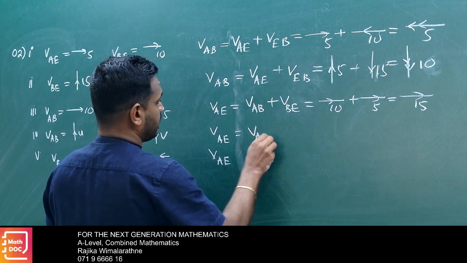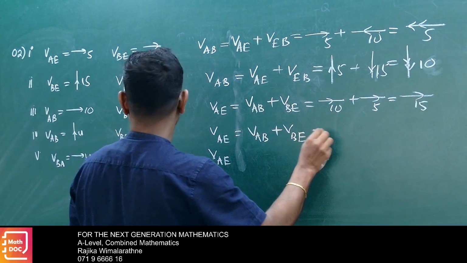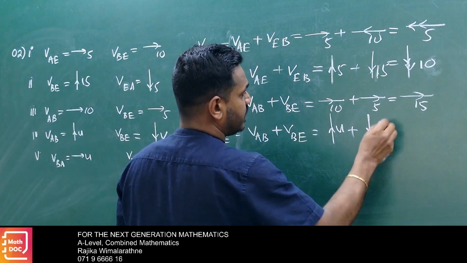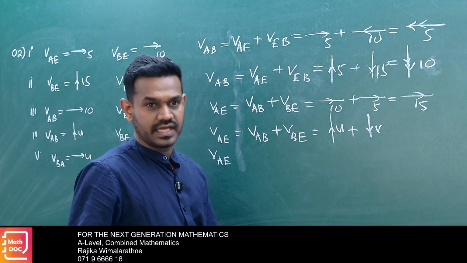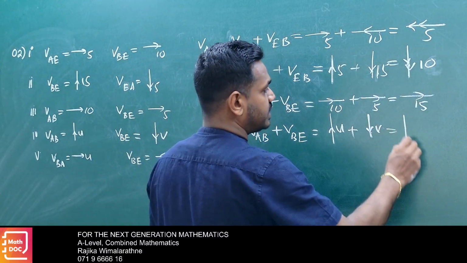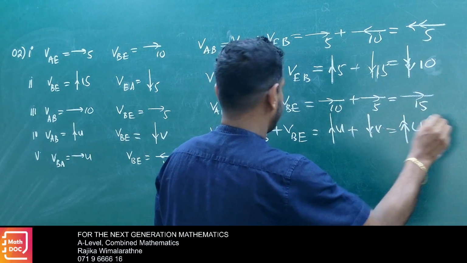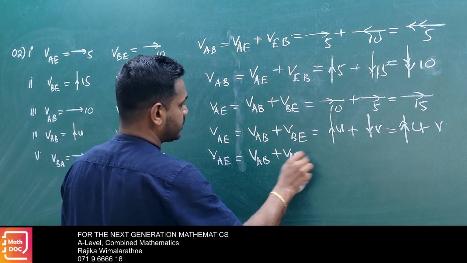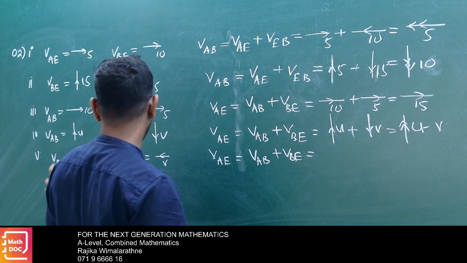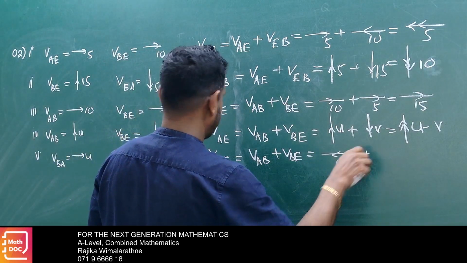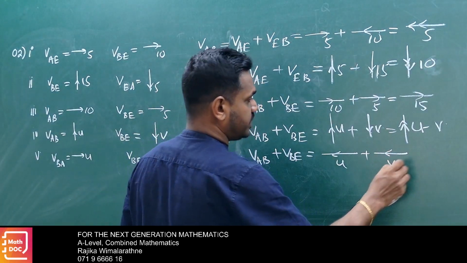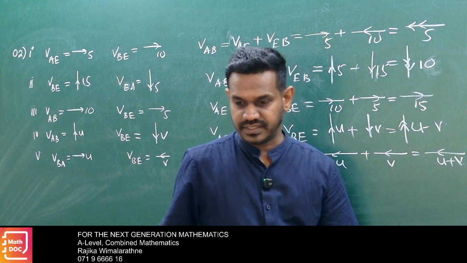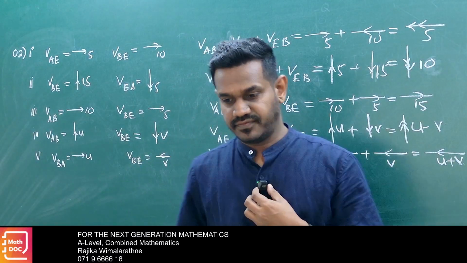AE, AB, BE. AB upward U, BE downward V. Here we don't know whether U is greater than V or V is greater than U, but anyway you write here upward U minus V. VAE, VAB, VBE. Then AB, here BA, no? Then opposite, U, BE, V. U plus V. Okay, check your answers.